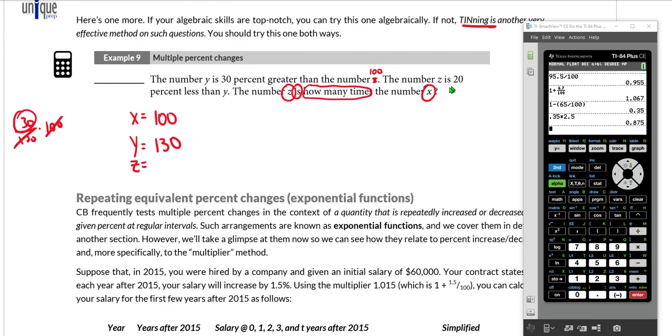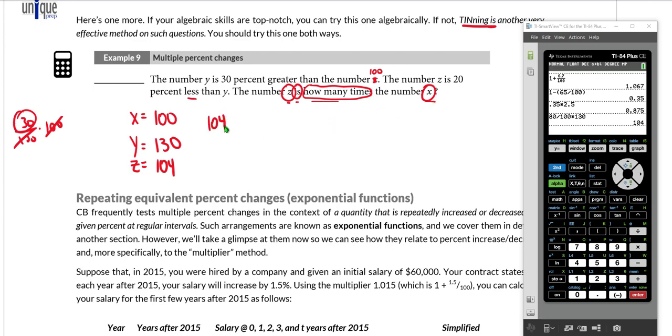And now the number z is 20% less than y. How do I want to do that? Let's do it with the one-step method, where we say the number z is 20% less than y. That means that z is 80% of y. Z has to be 80% of y. So I'm going to go right here into the calculator, 80% of y, which is 130. So z has to be 104. And now this part here at the very end, I can translate.